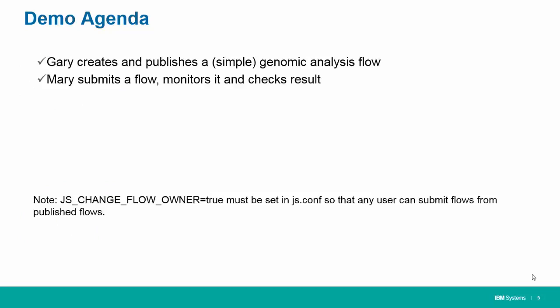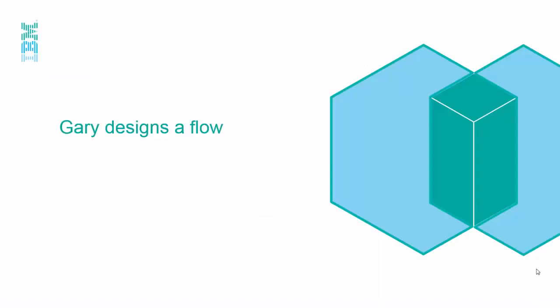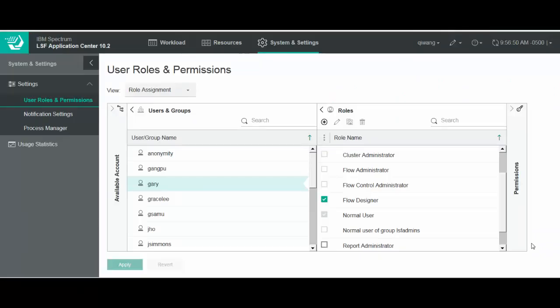So first I'm going to log in as Gary to create and publish a simple genomic analysis workflow. Then I'm going to log in as Mary to run the flow that is designed by Gary, monitor it, and then check the result. In Application Center System and Settings, Gary has been assigned the Flow Designer role. This is necessary for him to create new flow definitions.